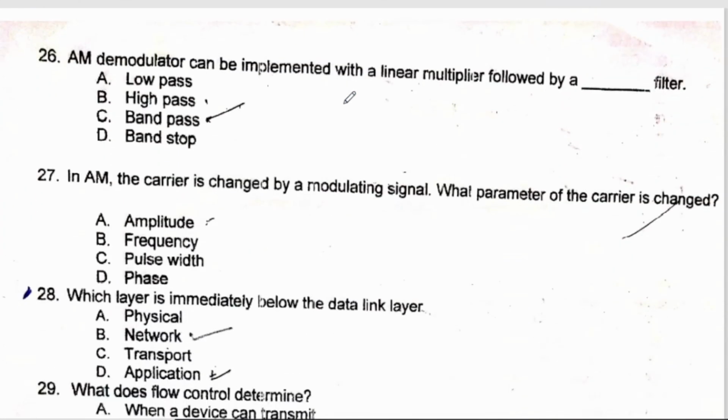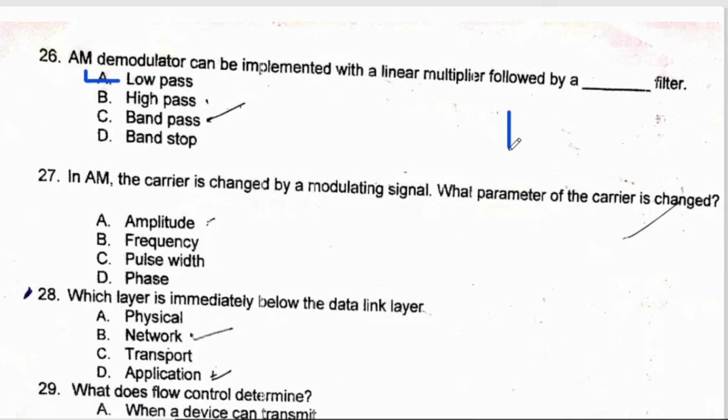Next question. An AM modulator can be implemented with a linear multiplier followed by a low pass filter. In an AM modulator, in almost all communication, to get the final signal we are using a low pass filter.